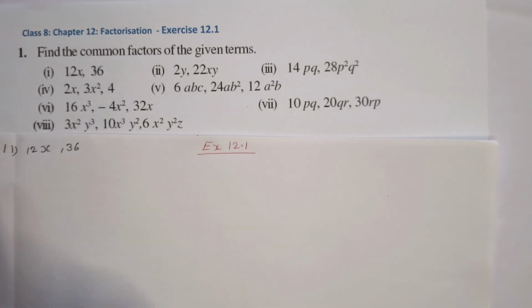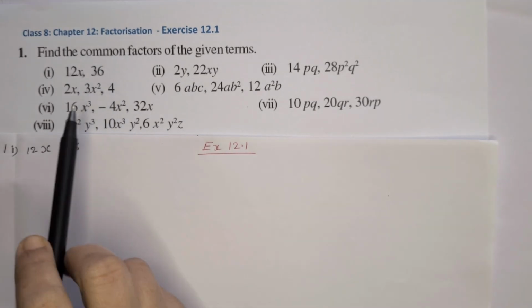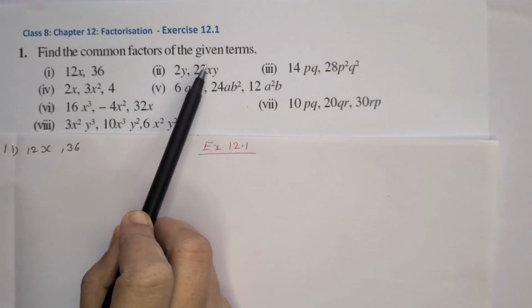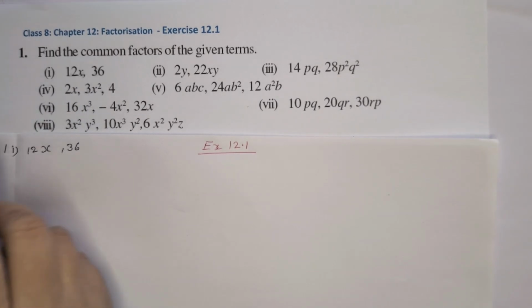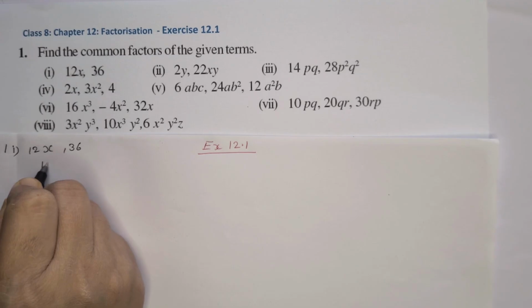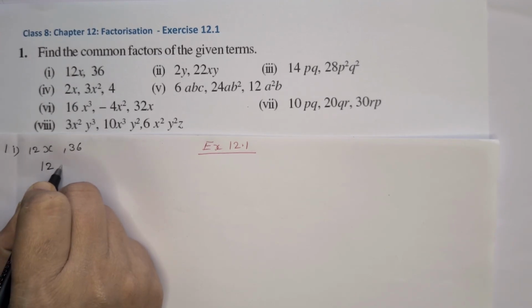Chapter 12, Factorization. First exercise. Find the common factors of the given terms. First one, 12 and 36. We have to find the common factors. For that, prime factorize each term.